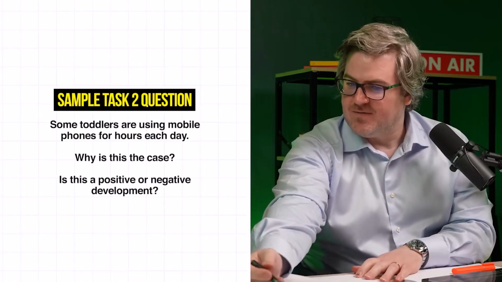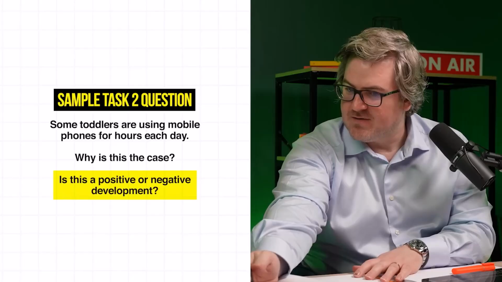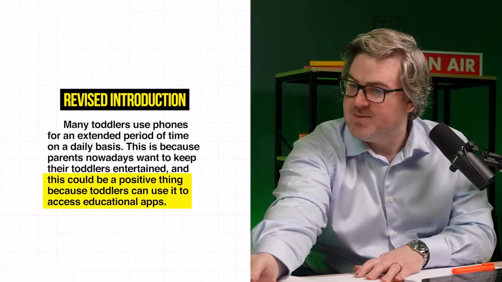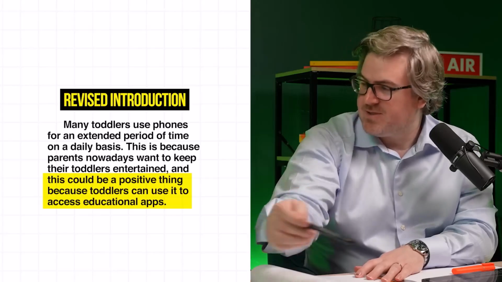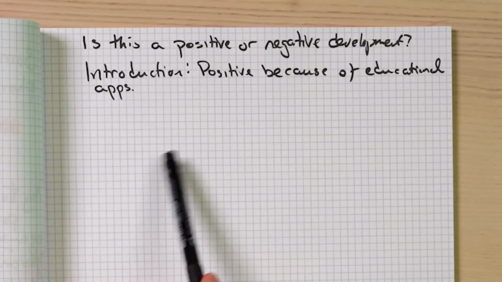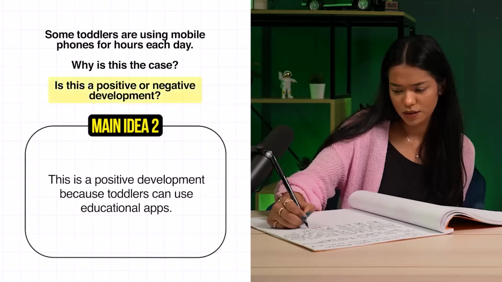So always be thinking of the question, is this a positive or negative development? And then go back to your introduction. In your introduction, you said this was positive because of educational apps, it helps the children. So now write your second main body paragraph answering this question: topic sentence, explanation, example. I'll leave you alone.